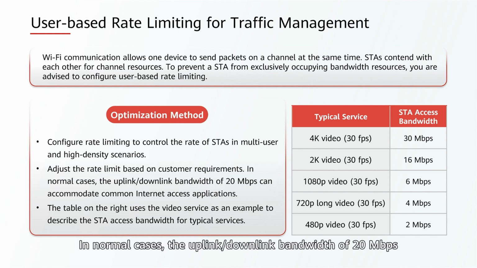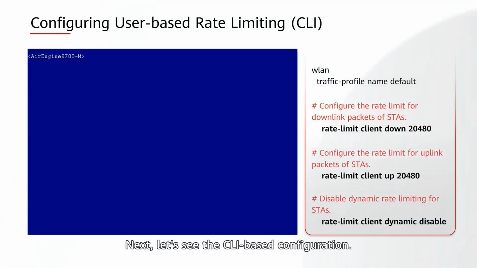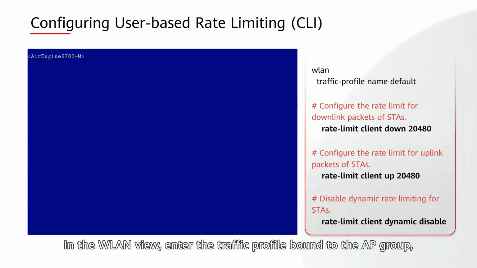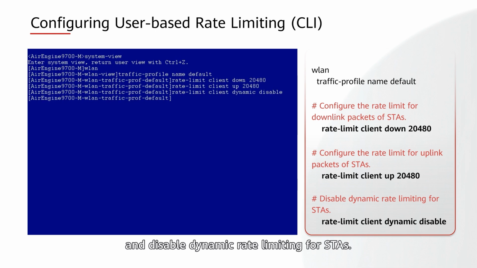In normal cases, the uplink or downlink bandwidth of 20 megabit per second can accommodate common internet access applications. The table on the right uses the video service as an example to describe the station access bandwidth for typical services. Next, let's see the CLI-based configuration. In the WLAN view, enter the traffic profile bound to the AP group, configure the rate limits for downlink and uplink packets of stations, and disable dynamic rate limiting for stations.